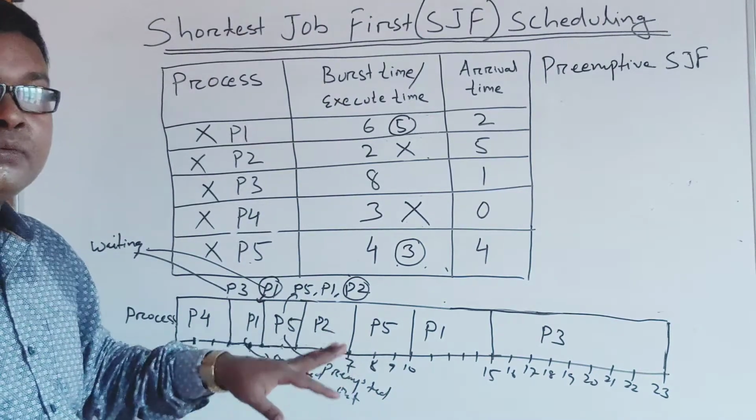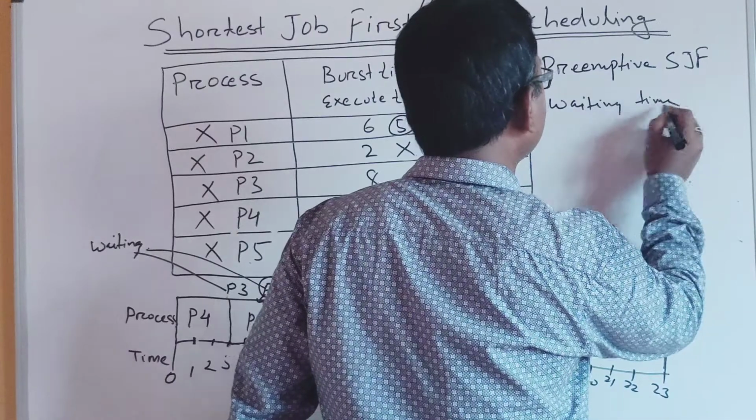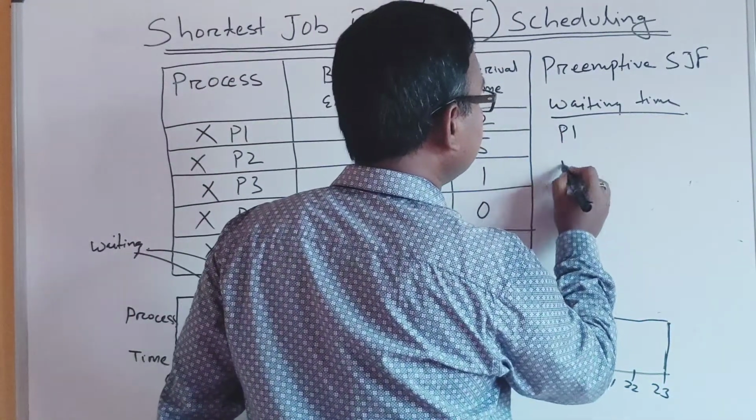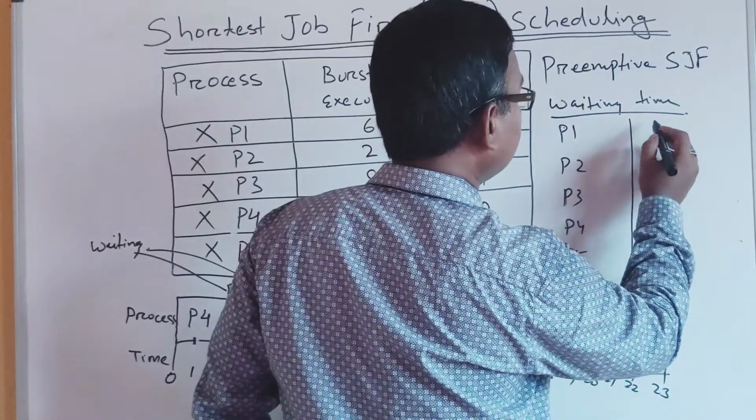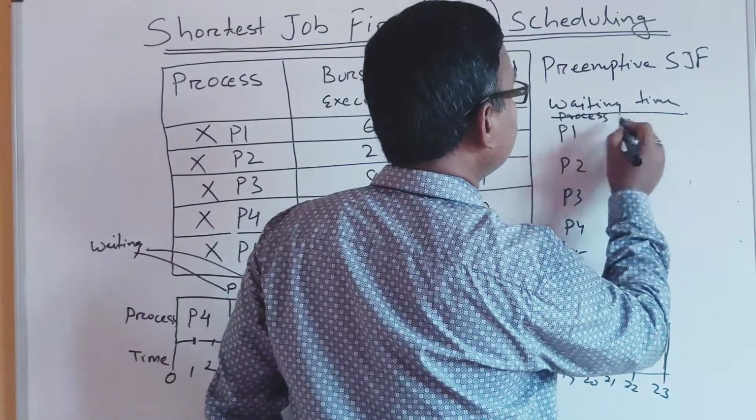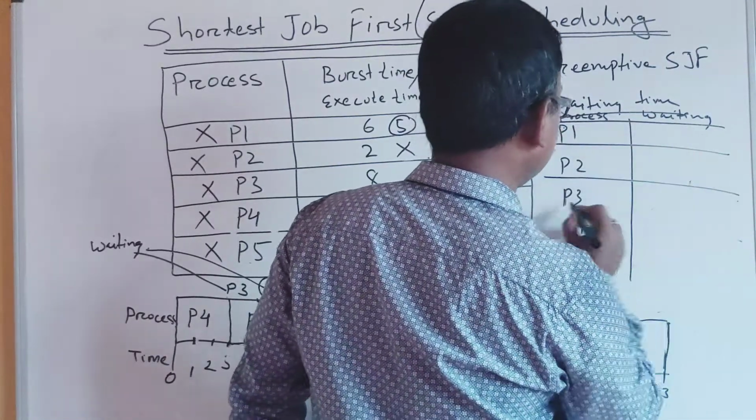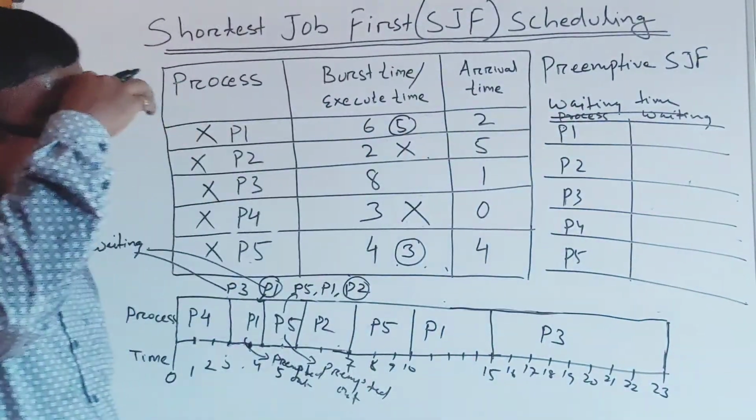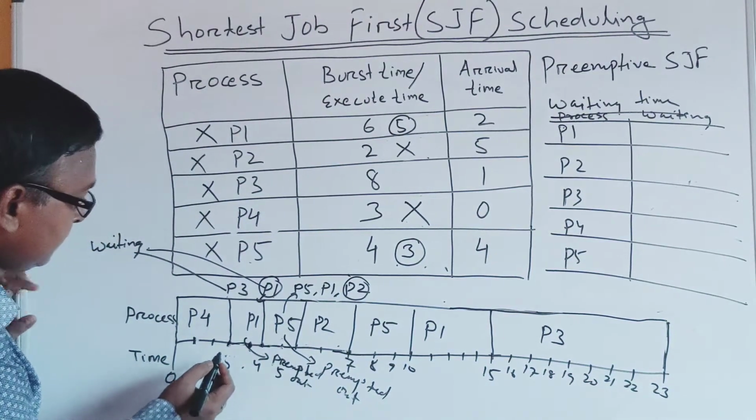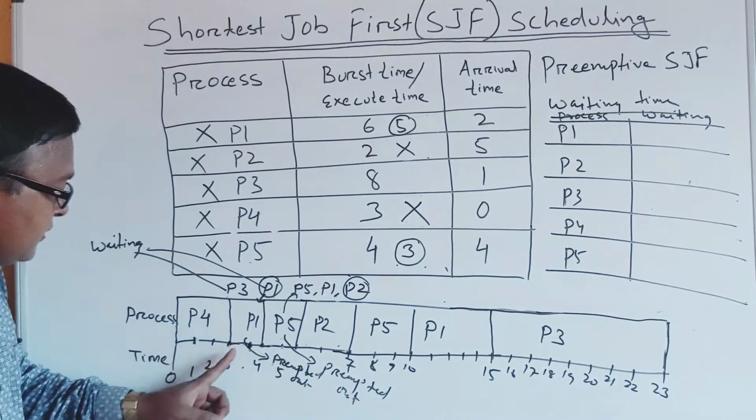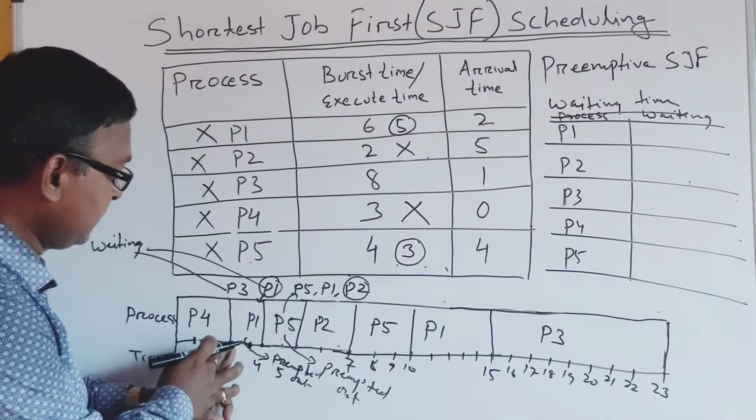Right. So right now, what is the waiting time for individual processes? P1, P2, P3, P4, P5, right? So what is the waiting time for process P1? You can see here process P1 starts executing at 3 units of time. Okay, so P4 has completed, then P1 enters, right? So P1 enters and starts executing.